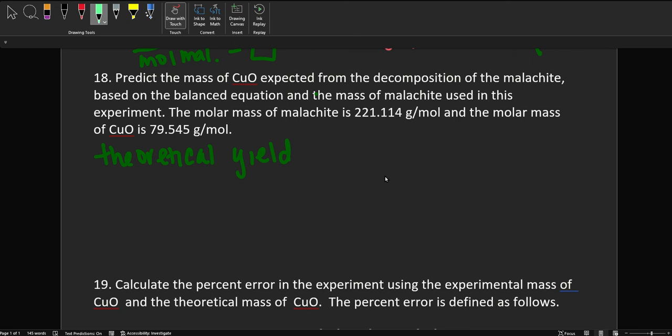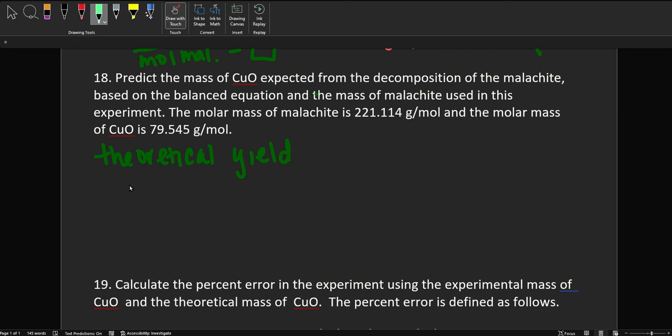So based off of the balanced chemical equation and based off of how much malachite you started off with, how much copper oxide should I technically get in a perfect world where I didn't spill anything, where nothing got stuck to the side of the beaker, where nothing got stuck to your spatula? In a perfect world, how much would you get, right?